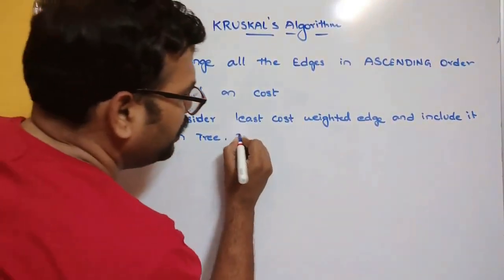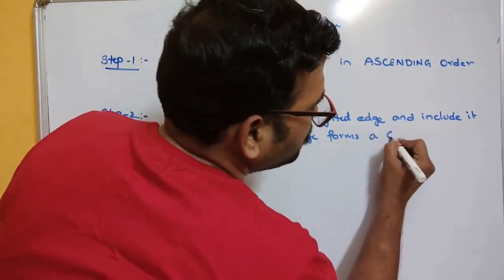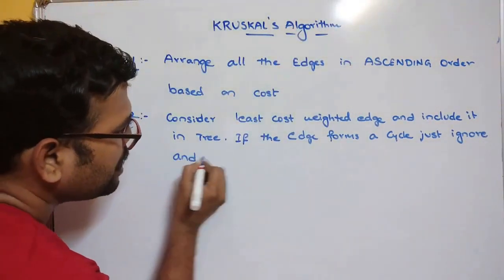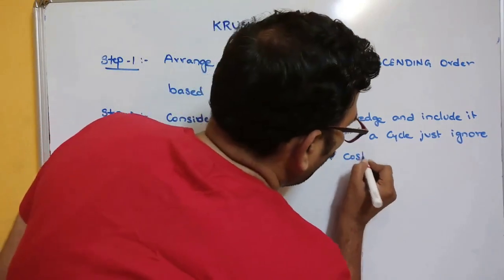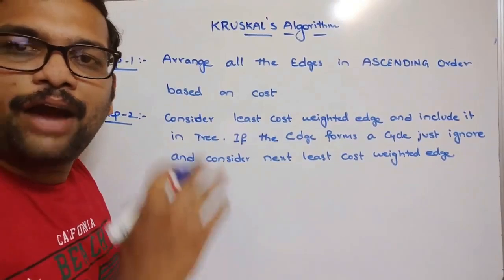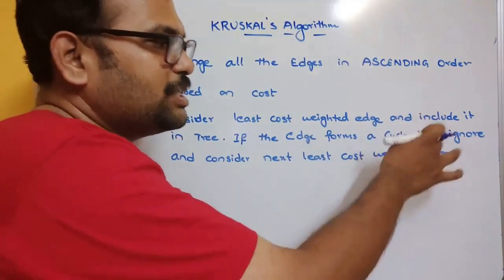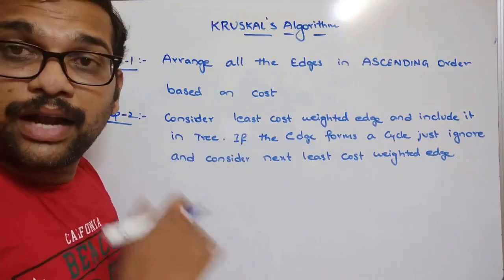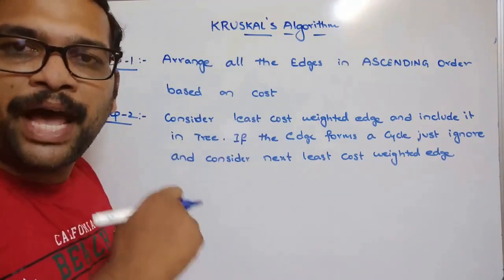And if the edge forms a cycle, just ignore it and consider the next least cost weighted edge. So every time we will consider an edge and we have to include that in the tree. If by adding that edge it forms any cycle, we have to ignore that edge and consider the next least cost weighted edge, because a tree should not have cycles, right? A graph can have cycles, but a tree should not have cycles. So here we are using Kruskal's algorithm to find the minimum cost spanning tree, right?